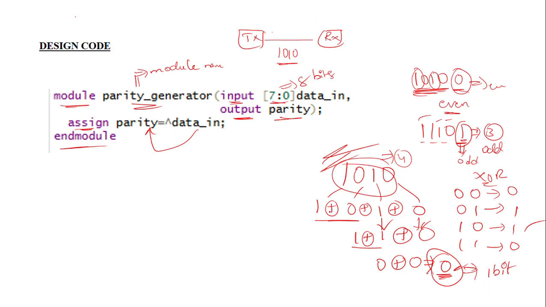So here, if you want to do the XOR operation between every bit in the data, it is simply represented like a cap. What is the variable you take as input? Data_in. So it is a reduction operator. A reduction operator is nothing but performing the operation between every individual bit of the data.